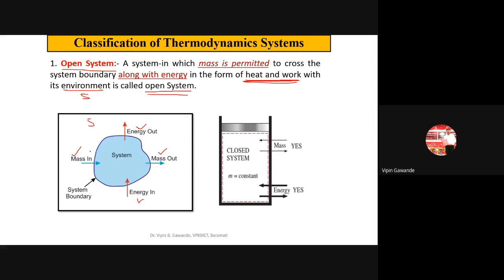Suppose this is the imaginary system you have considered. Here two words you have to remember: the mass can enter, and there is an exchange of mass and an exchange of energy with the surrounding. Then it is called an open system.